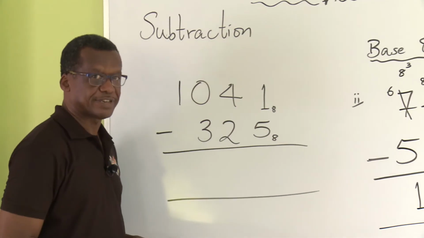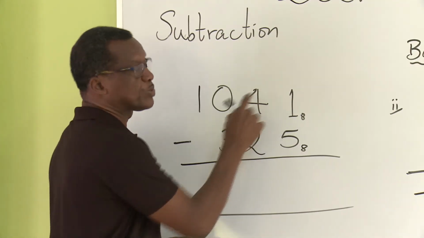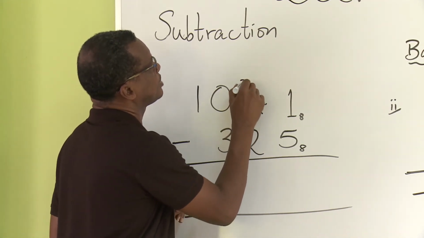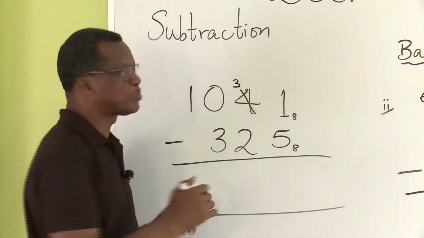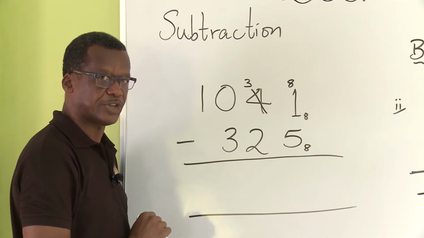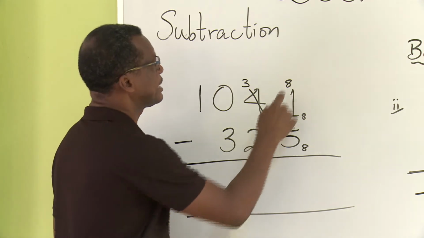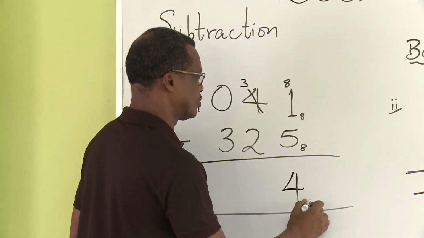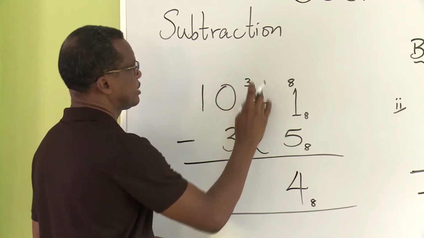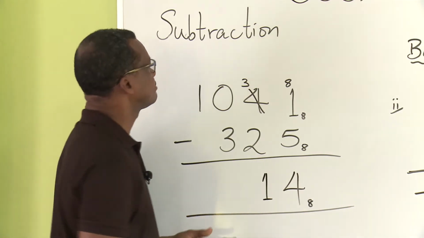1 take away 5 does not happen in this type of subtraction. So we need to regroup. We're thinking in groups of 8. We're going to regroup one of the second group, so we're going to be left with 3. And that one group would become an 8 in the previous group. Okay? 8 plus 1 gives 9. 9 take away 5 gives us 4. Now we can move on. 3 take away 2 gives us 1. That was straightforward. There was no need for regrouping there.